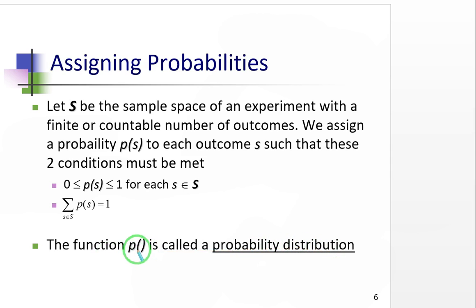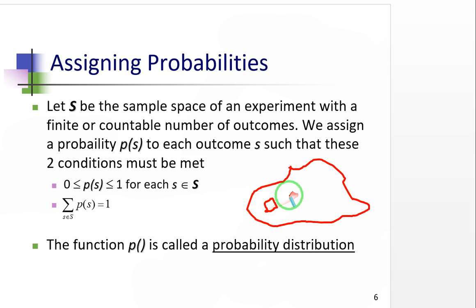The function of probability is called a probability distribution. P of s can be P of T, it can be P of F, whatever you select a sample by. So you have a P of S, and you are distributing P of S as I mentioned before, like this is your sample and you are distributing it into subsets. So this is called probability distribution.